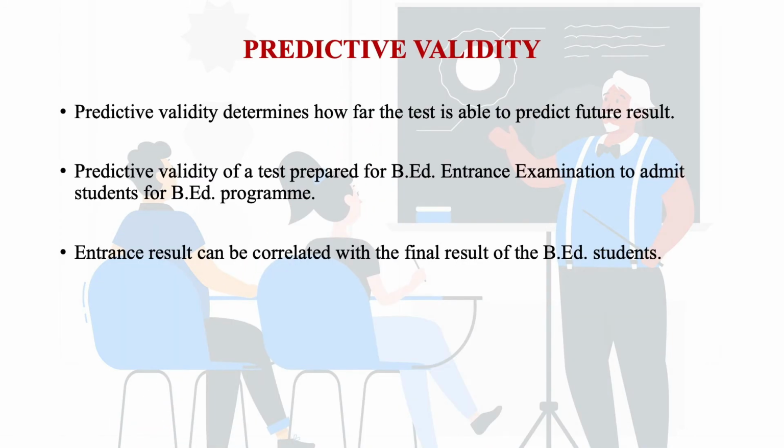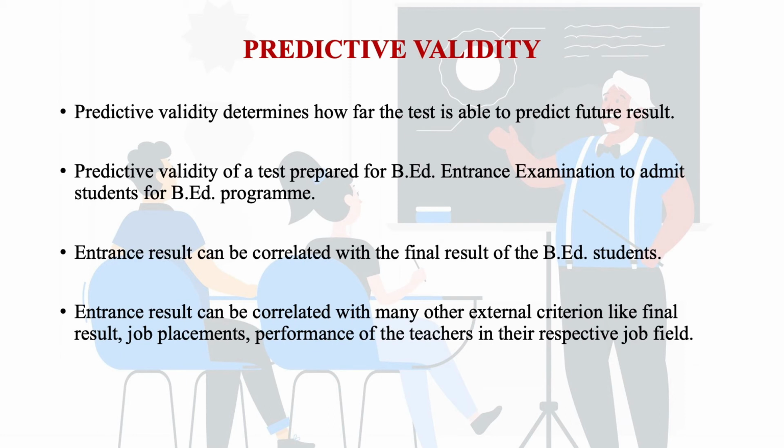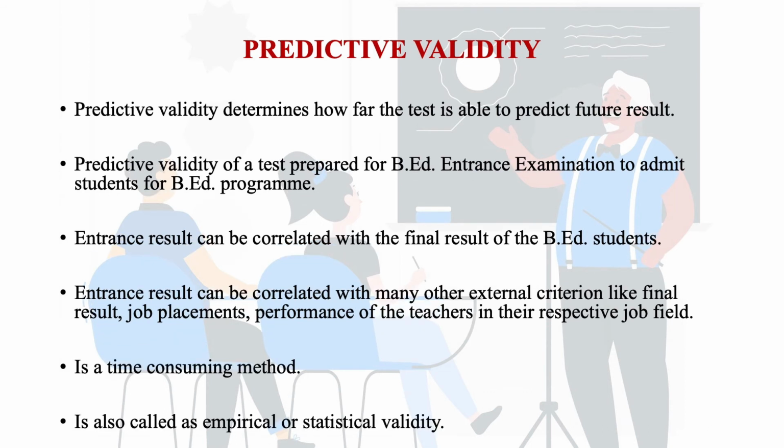But the situations of the prediction may be different. Here you are correlating the entrance examination result, which can be correlated with many other external criteria like the final result, job placement, and the performance of the teachers in their respective job field. So friends, it is a very time consuming method and is also called the empirical or statistical validity method, because here we are using the correlation method.